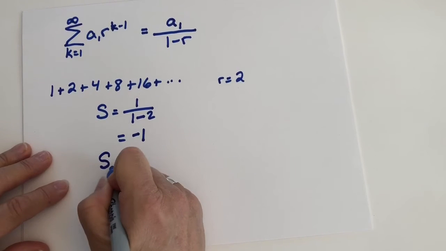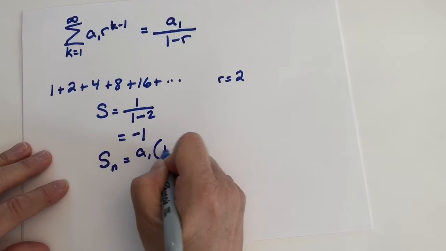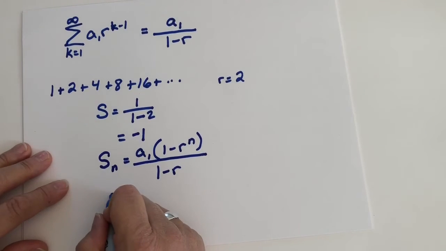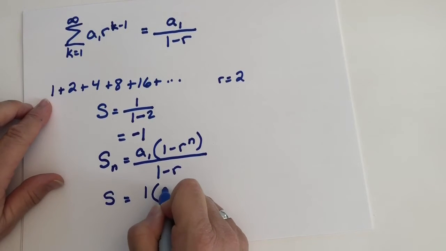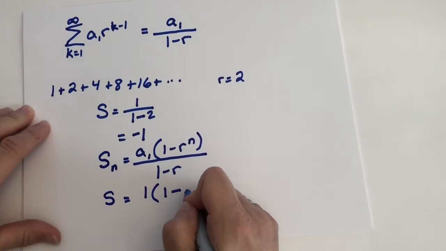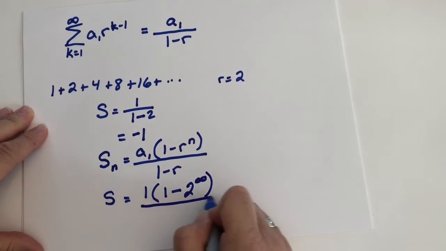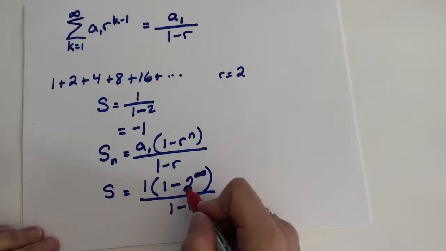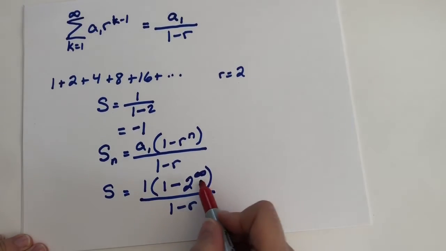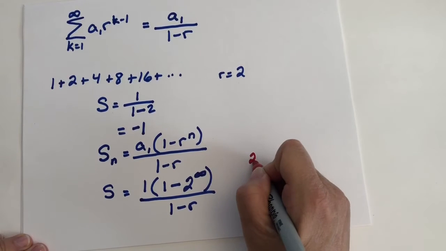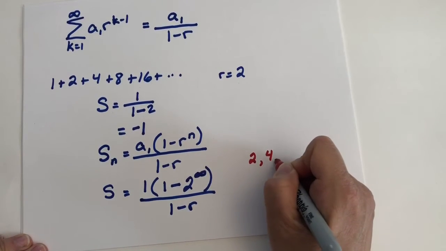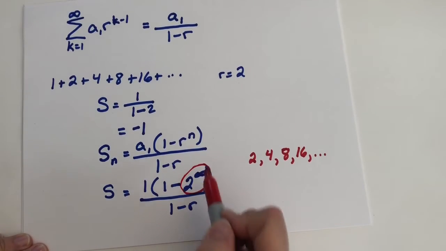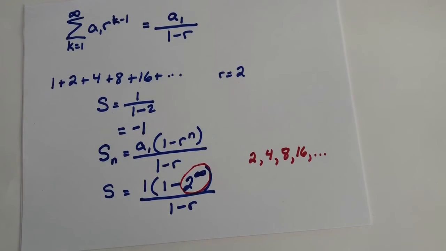Let's go back to this formula. S sub n equals a sub 1 times 1 minus r to the nth divided by 1 minus r, because that's how we got there on the previous two problems. So our sum would equal the first term, which is 1, times 1 minus r, which is 2, to the infinity power divided by 1 minus r. And here's the distinction. Notice in this problem, we're raising 2 to the infinity power. Now 2 to the infinity power, if you start looking at powers of 2, you'd have 2 to the first, then 2 to the second, then 2 to the third, and 2 to the fourth, and so on. So this particular term did not go to 0 as it did in the two previous cases.